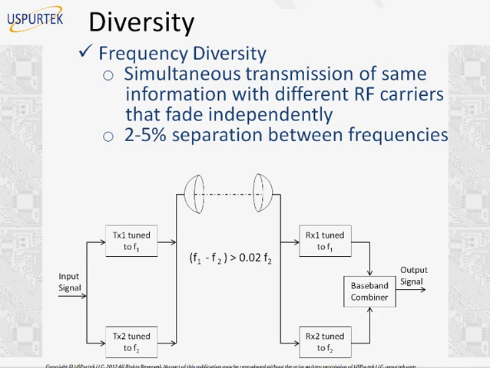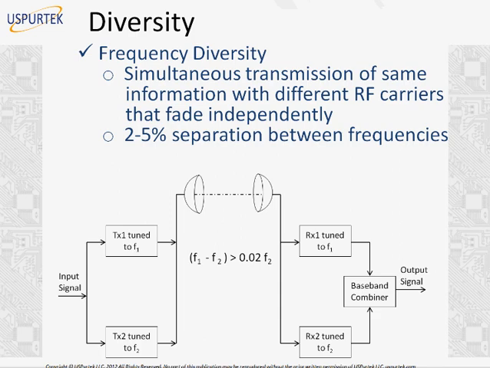Now, frequency diversity involves summation of the same information with different RF carriers that fade independently. What we do is double the spectrum. There is F1 frequency and there is an F2, and we transmit two signals at two different frequencies. It's a copy of the same signal transmitted on two frequencies. In the picture you see transmitter 1 and transmitter 2. Transmitter 1 is tuned to frequency 1 and transmitter 2 to frequency 2. In the same way, on the receive side we have receiver 1 on frequency 1 and receiver 2 on frequency 2.